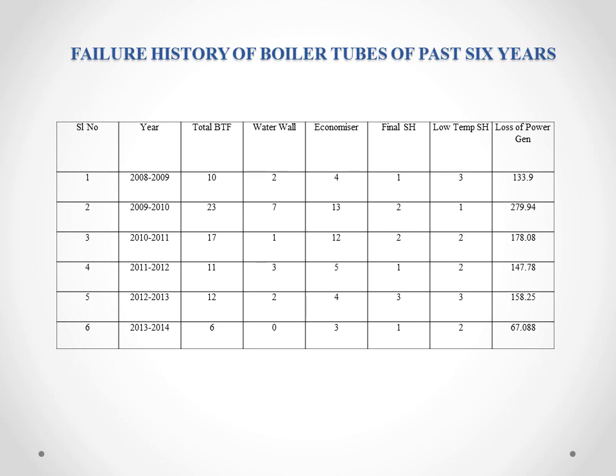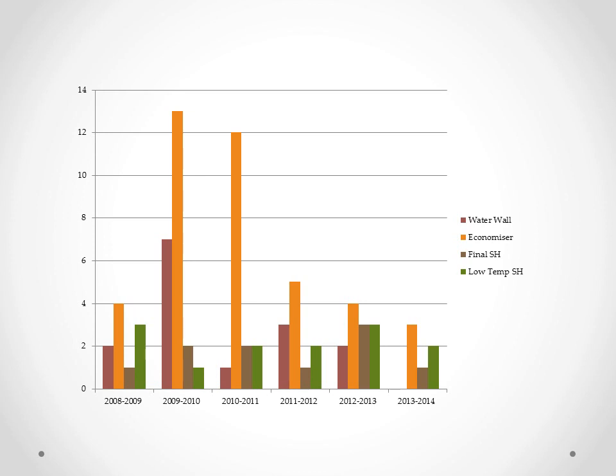Further, in 2009 to 2010, the total boiler tube failures are 23. Further, 2010 to 2011, there are 17 boiler tube failures. Subsequently, for the year 2011 to 2012, there are 11, and for 2012 to 2013, 12 boiler tube failures, and for the year 2013 to 2014, the total boiler tube failures are 6. It is clearly shown that the maximum failures occurred at the economizer.